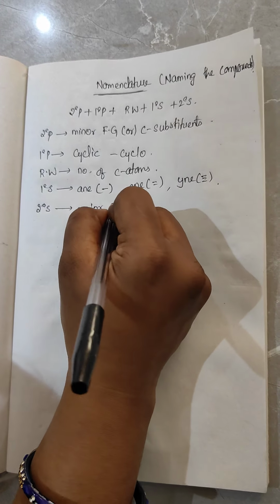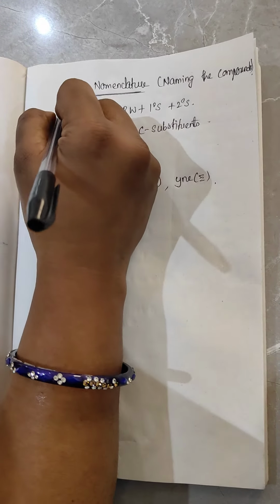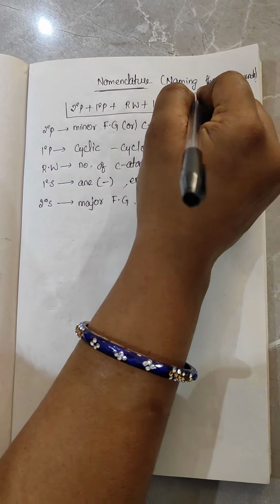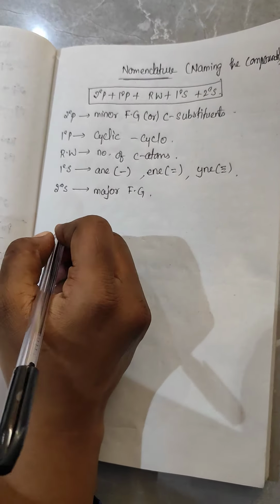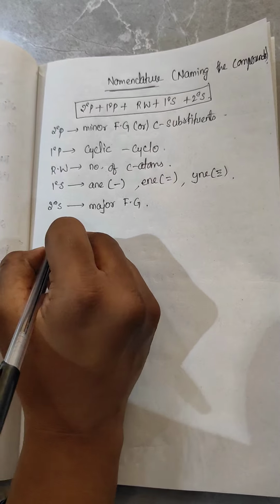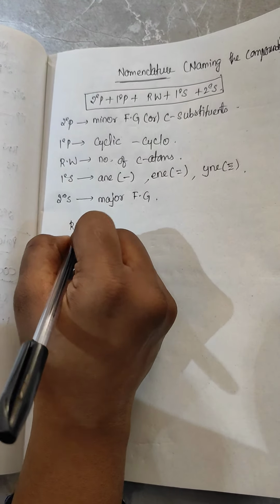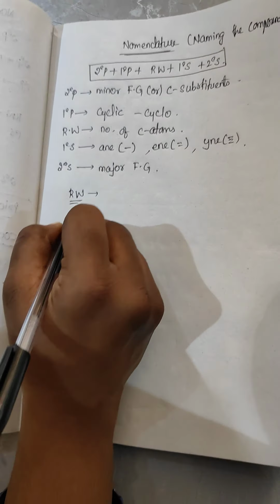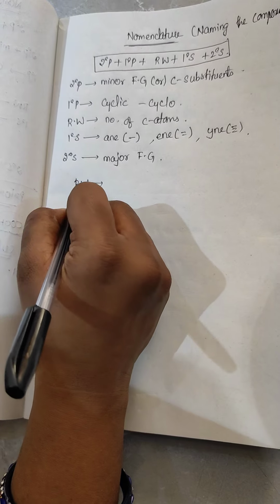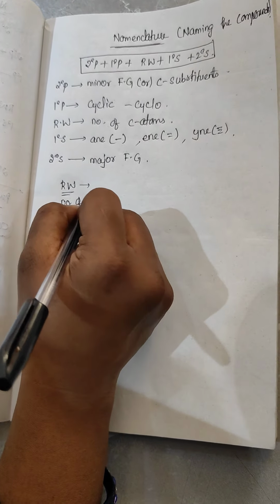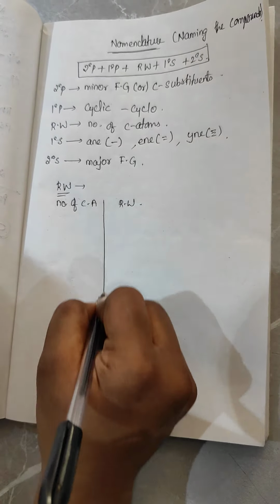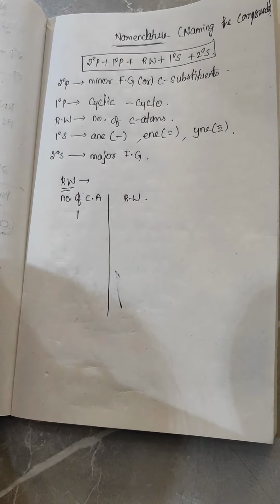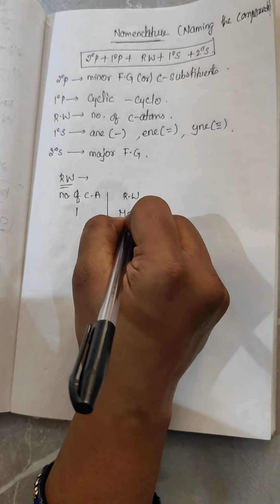So first and foremost, we are supposed to follow the particular formula, that is secondary prefix plus primary prefix plus root word plus primary suffix plus secondary suffix. And here the root word will be explaining to us about the number of carbon atoms. If it contains a certain number of carbon atoms, then what is the root word? If the number of carbon atoms is 1, then the root word will be meth.